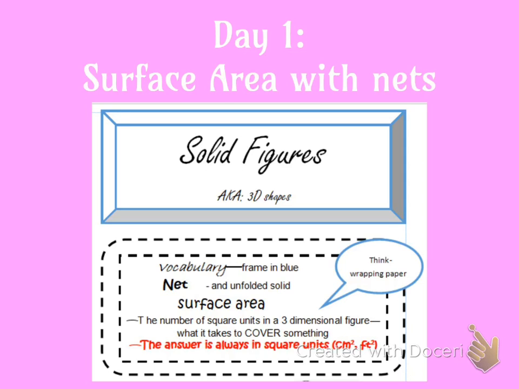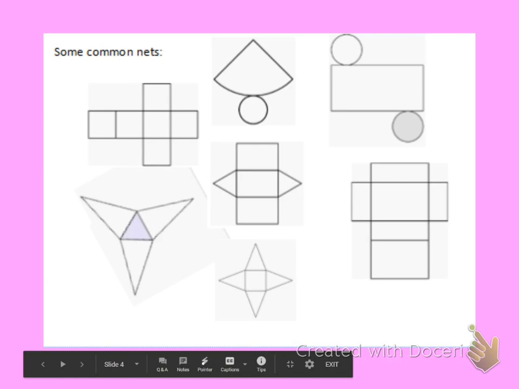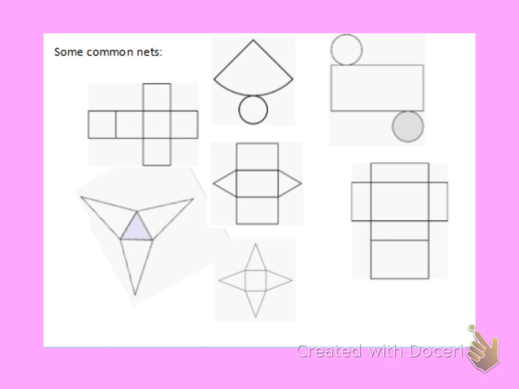So let's talk for a few minutes about some different three-dimensional shapes and some common nets. These are unfolded solid shapes, and we're going to talk a little bit more about this after lunch. But these are just some common nets. I want us to see if we can go through and label them. I want to start with the one that's probably the most familiar to you, and that is this one.